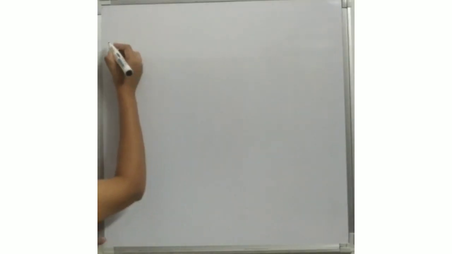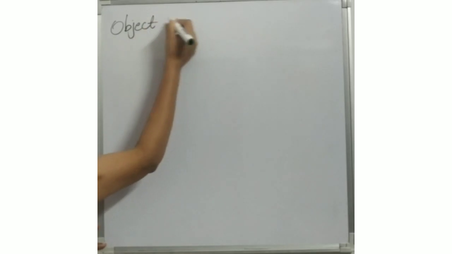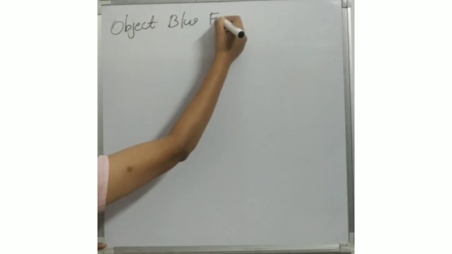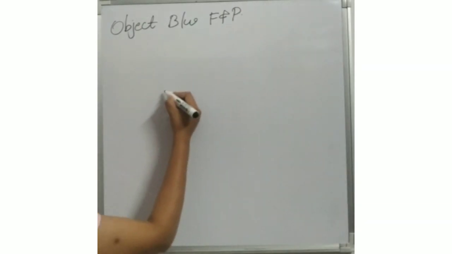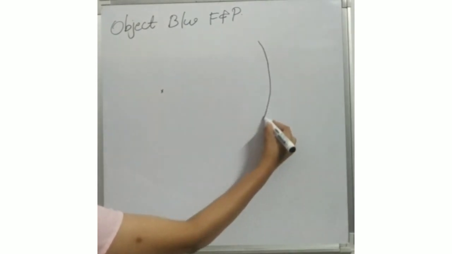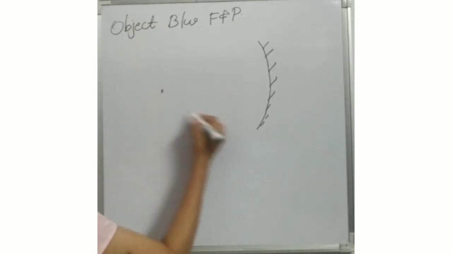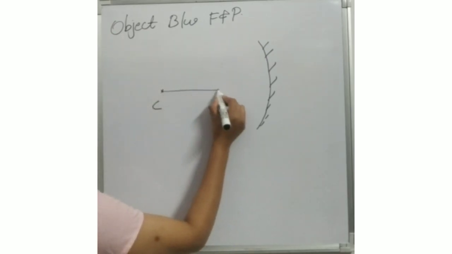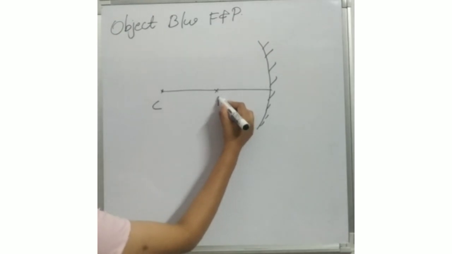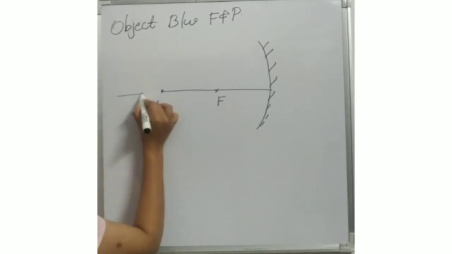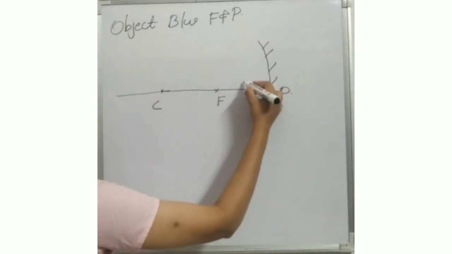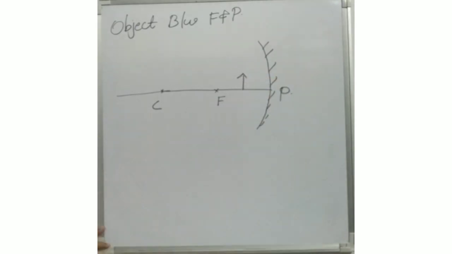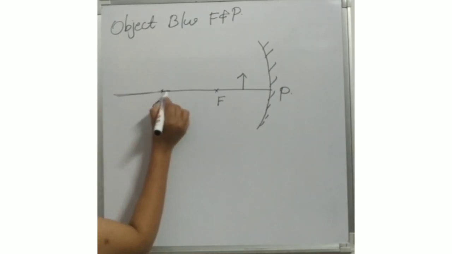Now, next one, we are keeping the object between F and P, between the focus and the pole. Here also, follow the same method. This will be the mirror, and this will be the center of curvature, and the correct half distance will be marked as F, and extend this line, okay, and this will be P. Now the object is placed between F and P. Okay. Now here also we can follow any 2 rules.